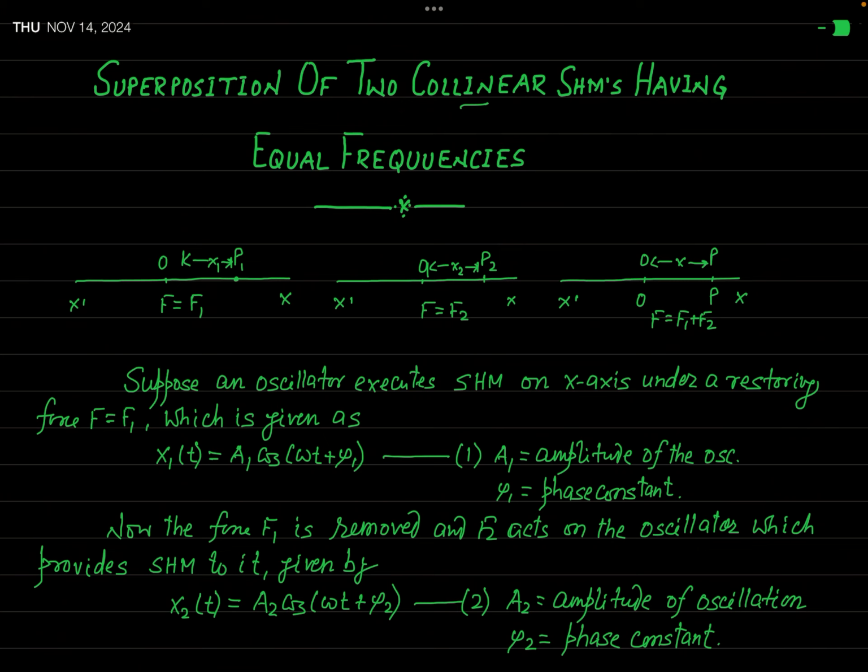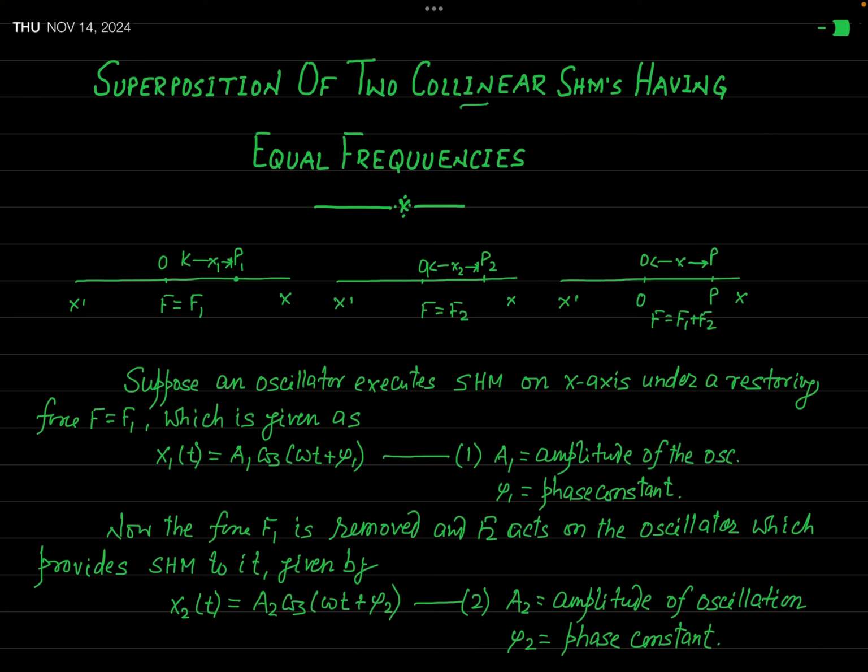In fact, when you talk about the superposition of two collinear simple harmonic oscillations, again there will be two cases. First of all, we will see the superposition of two collinear simple harmonic vibrations of equal frequencies. And after that, we will see the same problem when the frequencies of the two harmonic oscillations are different, differing from one another slightly. And then you will see a very important concept of beats come into the picture.